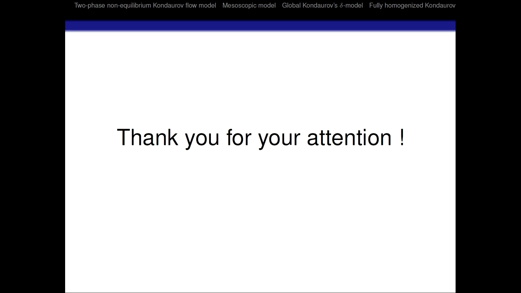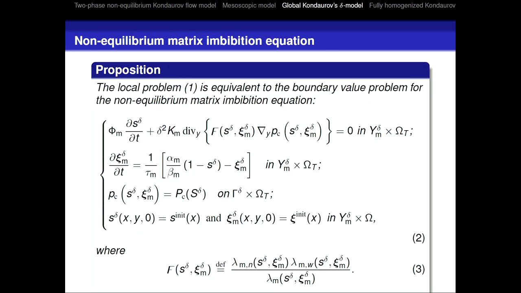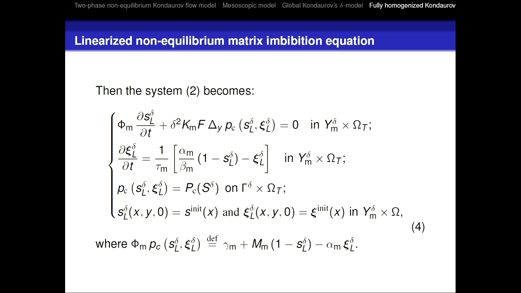Here we have the nonlinear equation like this, and we linearize, so we replace this function f by its mean value and consider the linearized one. If we put delta rather small, we see that there is no difference between the solutions. Maybe it is rather clear, but this small term in front of the differential operator kills the solution except the boundary layer. Everywhere it is like a constant.